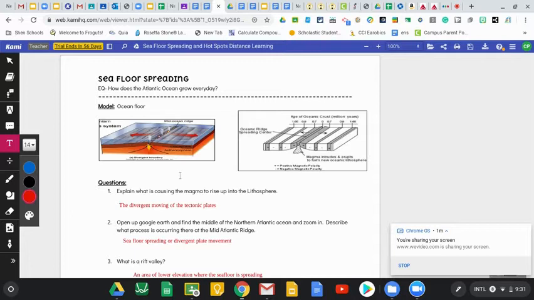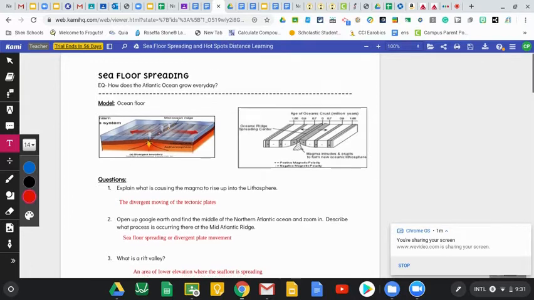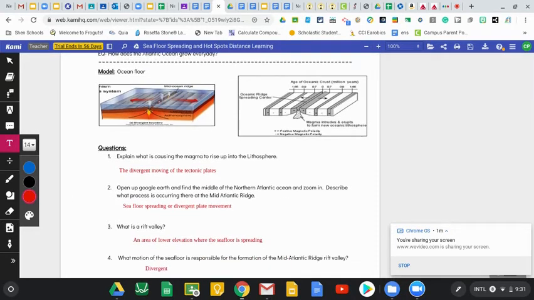Okay, so again, same type of questions being asked over and over again. What motion of the seafloor is causing this? Divergent and seafloor spreading. What you're going to notice again, and when you watch that video, it does a better job explaining it than me. It's one of the scientific mysteries of life.